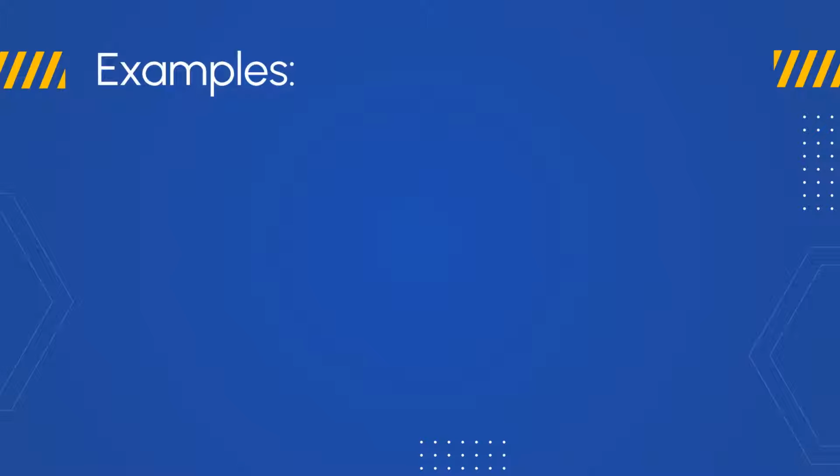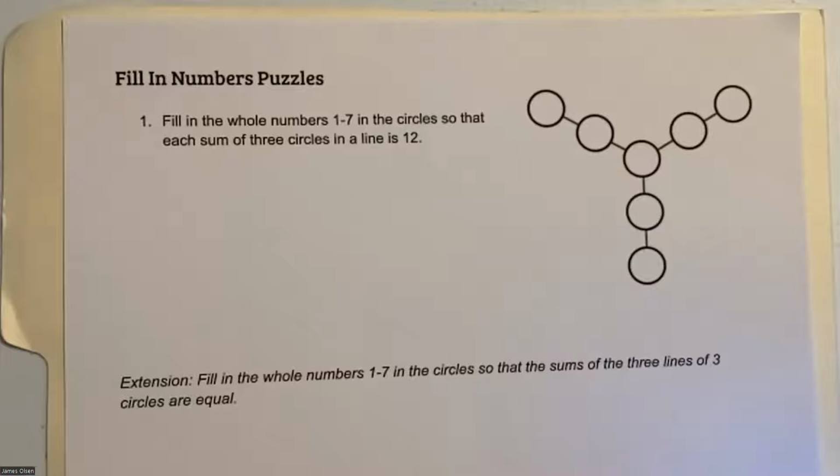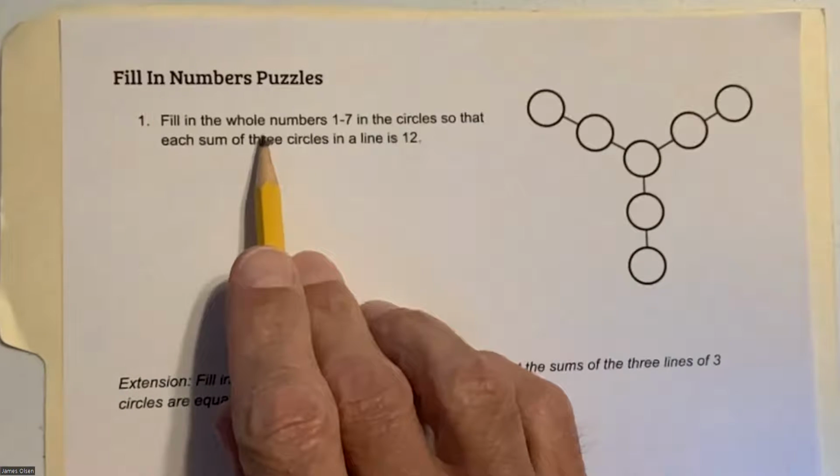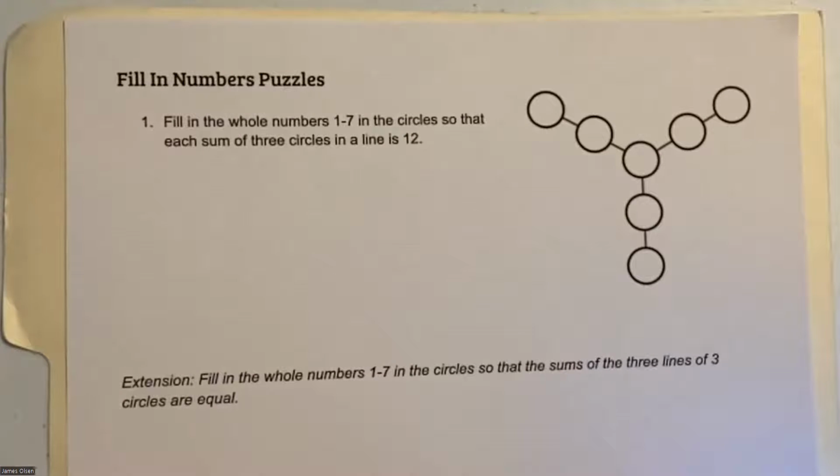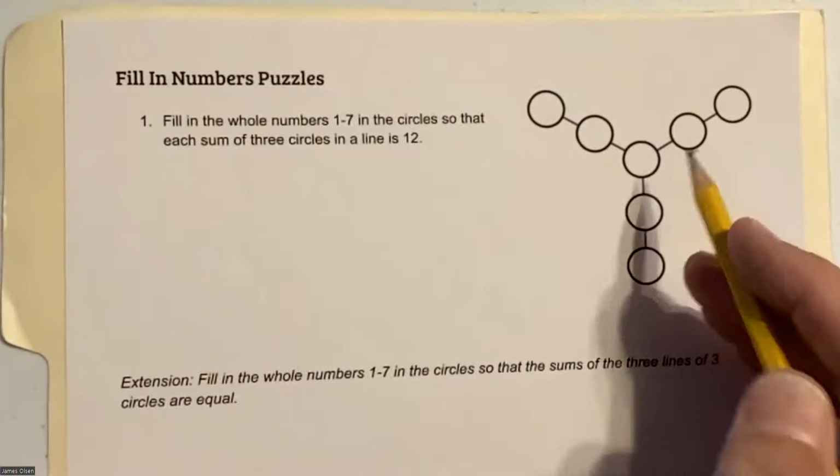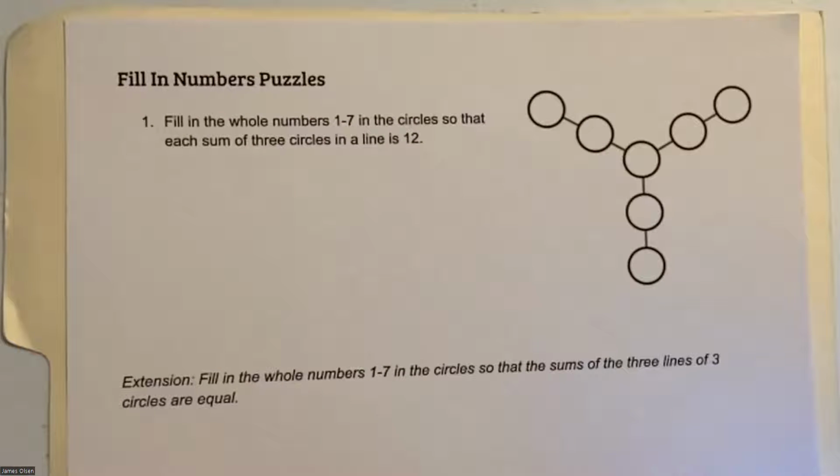So let's take a look at some examples. I'm going to switch over to my camera and get out a pencil so that we can solve this together. Okay, here's our first example. Fill in the whole numbers 1 through 7 so that each sum of the 3 circles in a line is 12. Okay, so the first thing we're going to be doing is adding up the numbers 1 through 7.